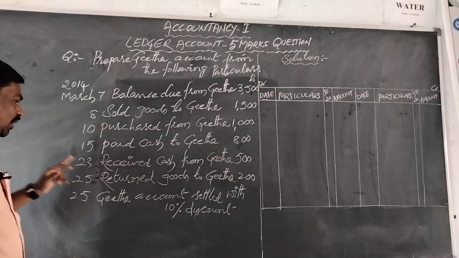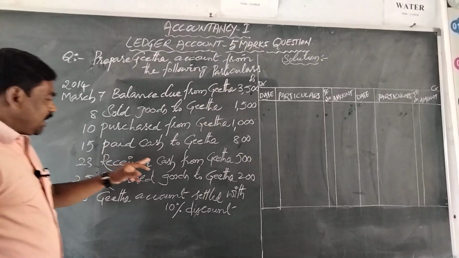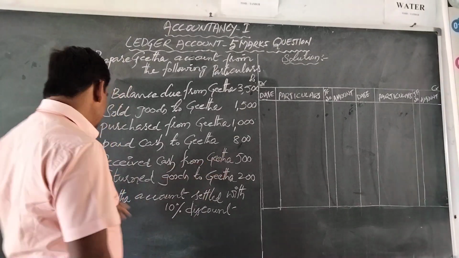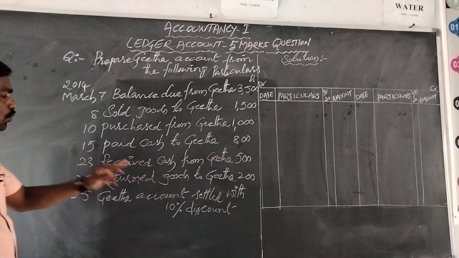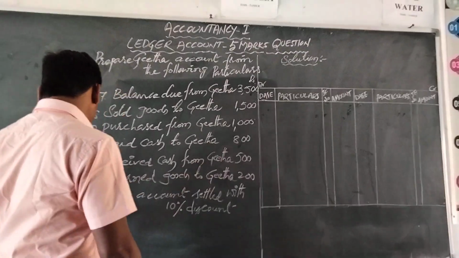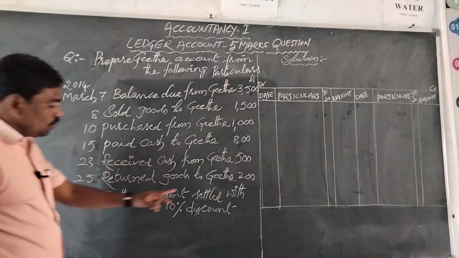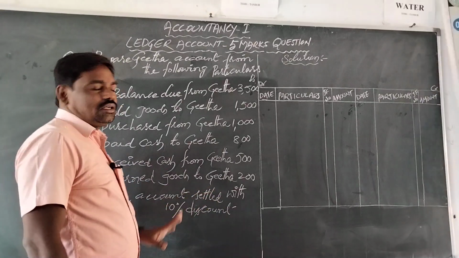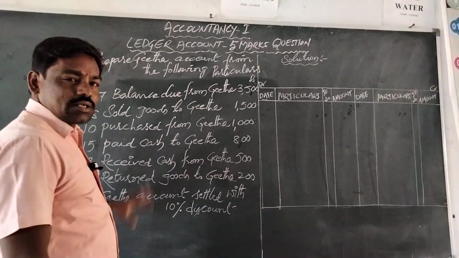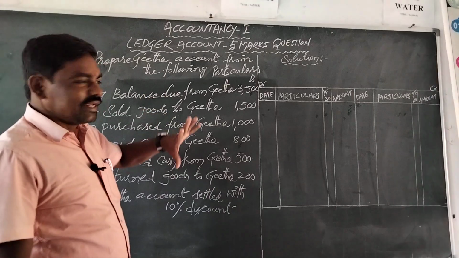On March 23, received cash from Geeta rupees 400. On 25th, returned goods to Geeta rupees 200. On 25th, Geeta account settled with 10% discount. These are the transactions which are related to Geeta.